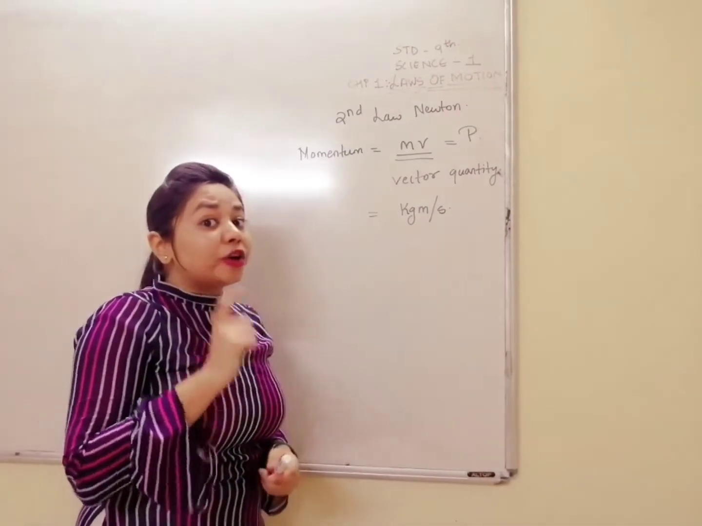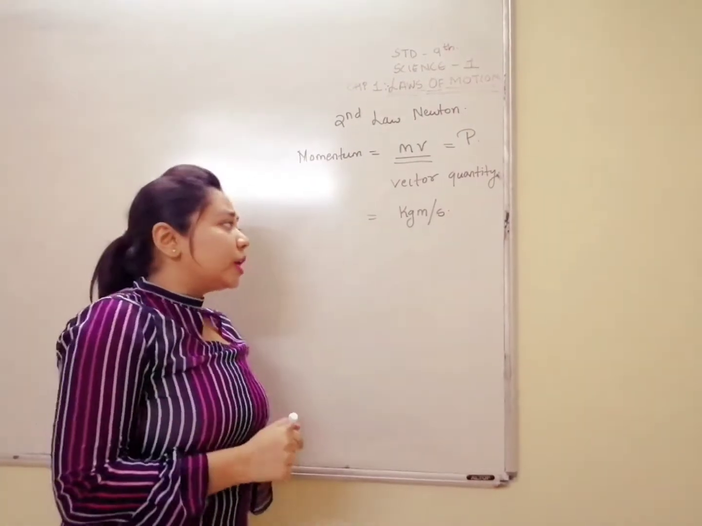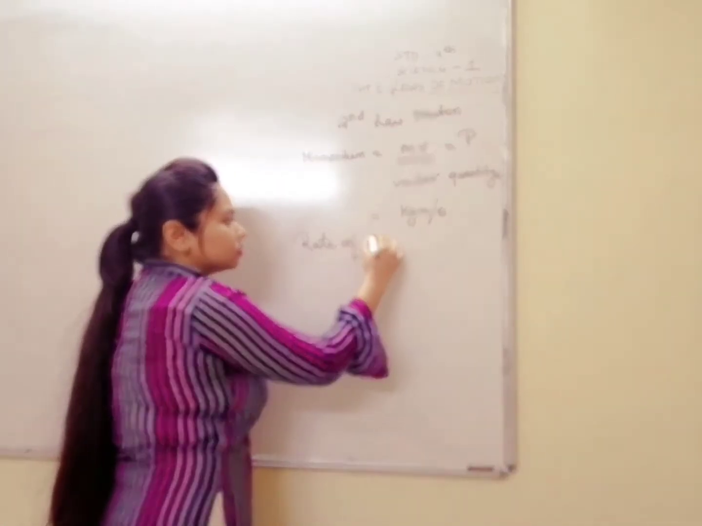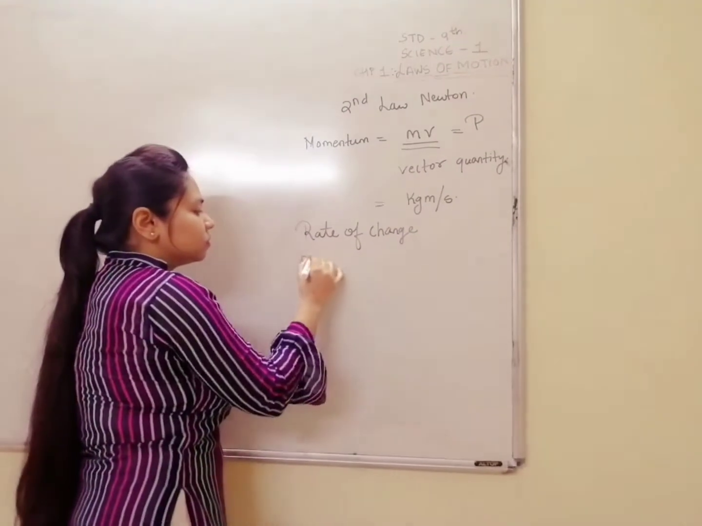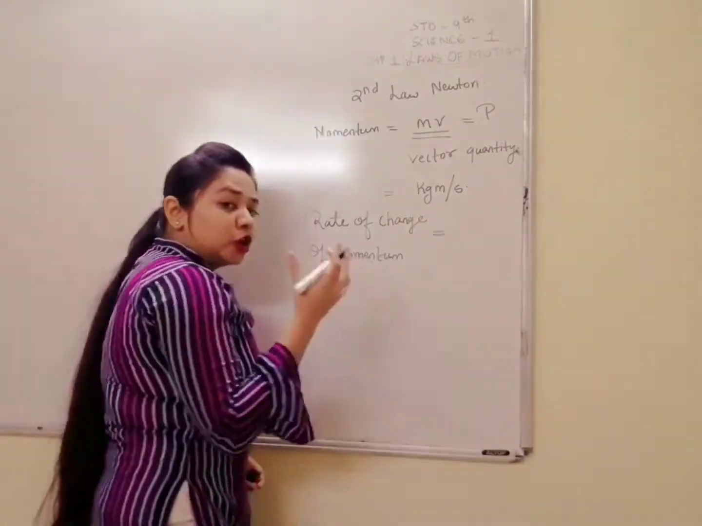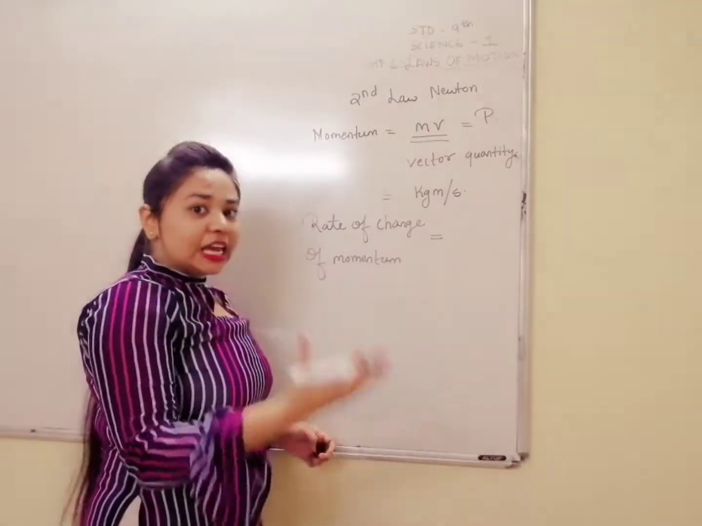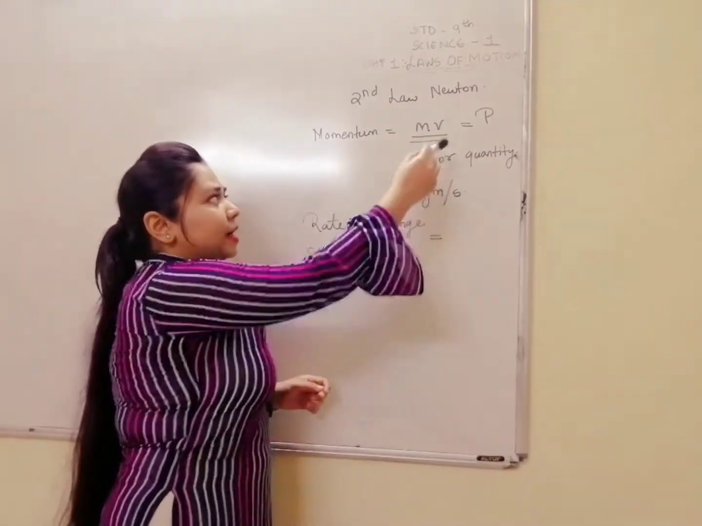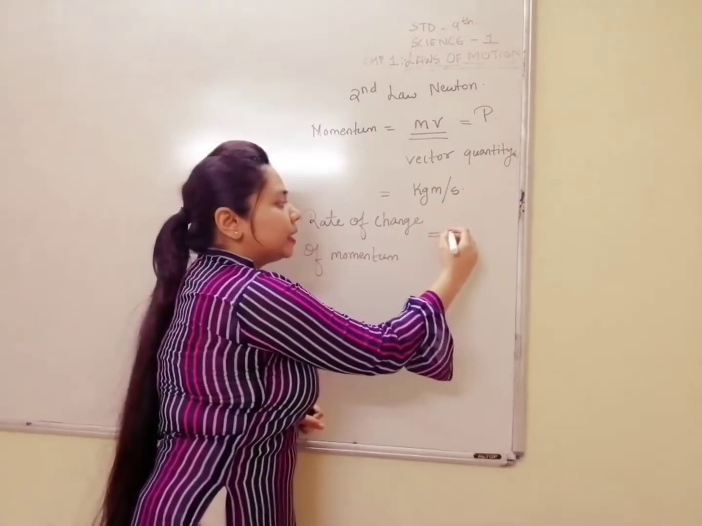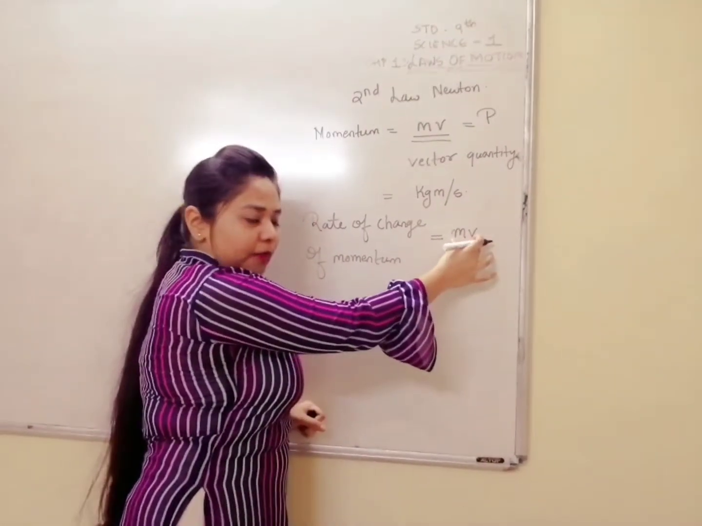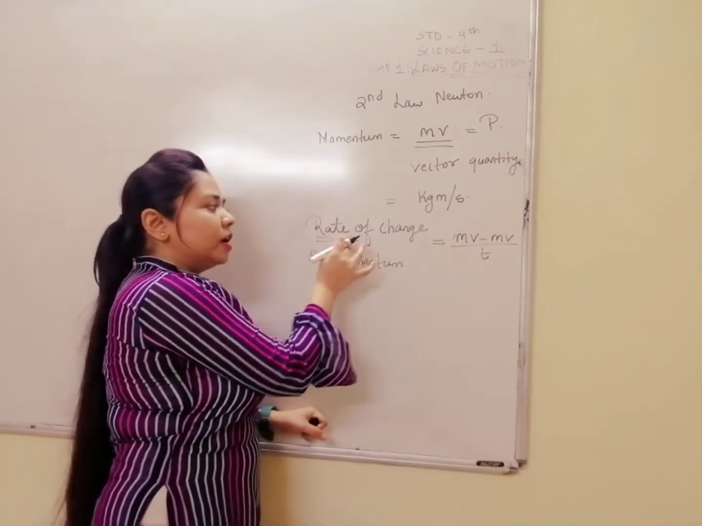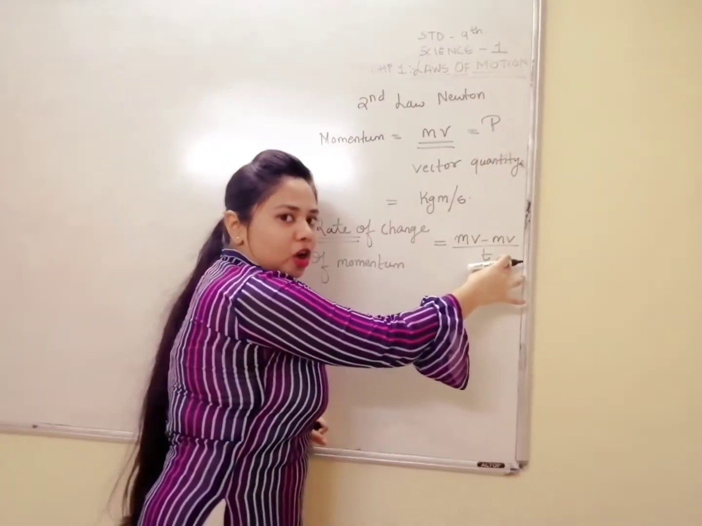Now, what is the change in momentum? We are talking about the rate of change of momentum. When we find the rate of change of anything, what do we do? Final minus initial. Now, final velocity is v, so what will be the initial velocity? u. We have learned that. So the rate of change of momentum will be final momentum minus initial momentum upon time t. I told you, whenever the word rate comes, you have to take t, that is time, in the denominator.